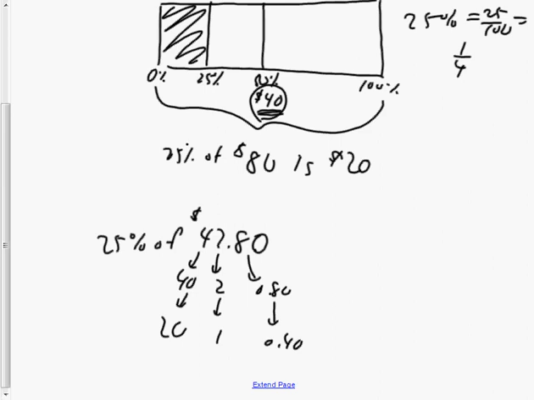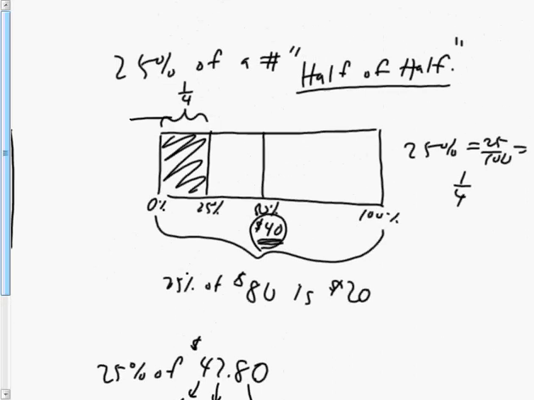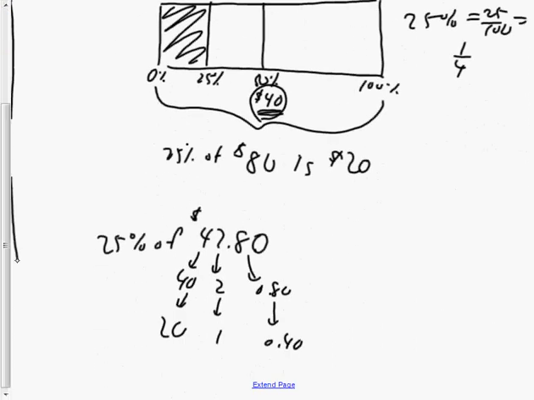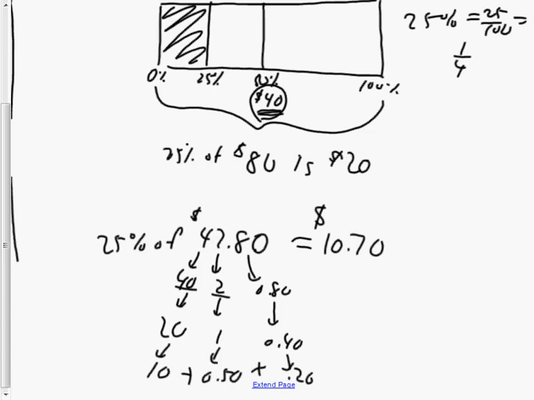But like we said before, 25% is half of half. So if I take half of each of these, I'd have $10, I'd have 50 cents, and I'd have 20 cents. Add those three together. 25% of $42.80 is $10 plus 50 cents plus 20 cents, or $10.70. Okay. We simply divide each place value in half, and then we take half of each of those, and then add them together. That's how we calculate 25% of a number mentally.